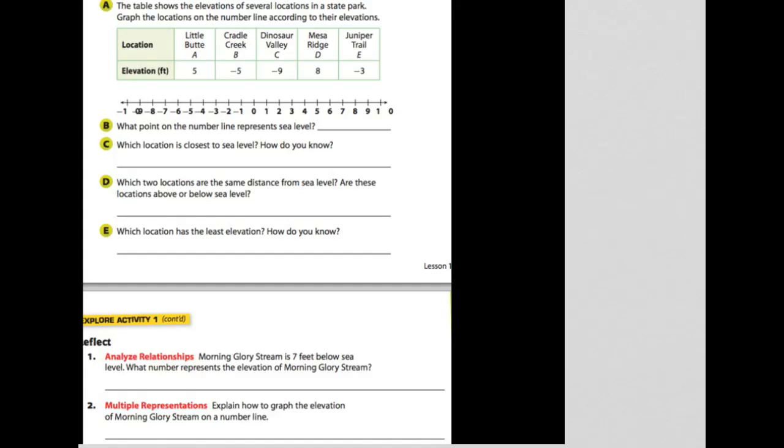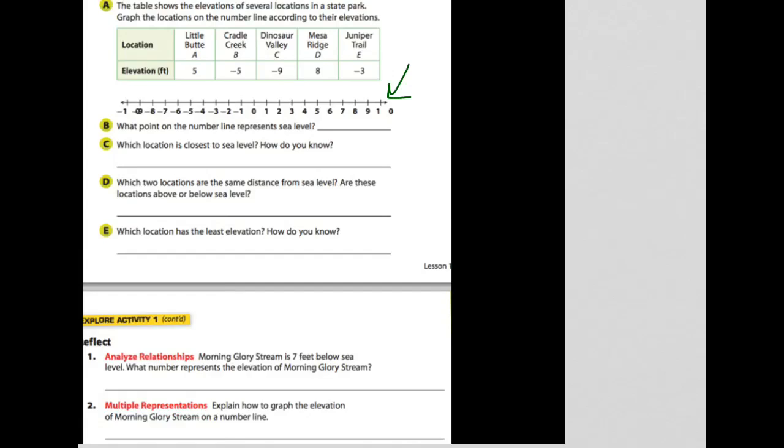Make sure you've drawn this number line that I'm putting an arrow to. Make sure you've drawn that number line on your paper. Alright, letter B. Before we start letter B, let's read what it's talking about. The table shows the elevations of several locations in a state park. Graph the locations on the number line according to their elevations.